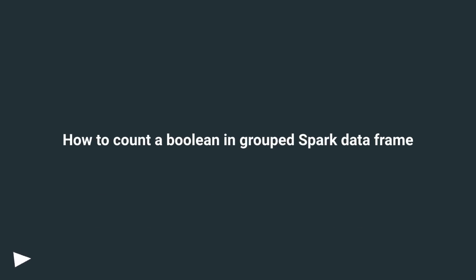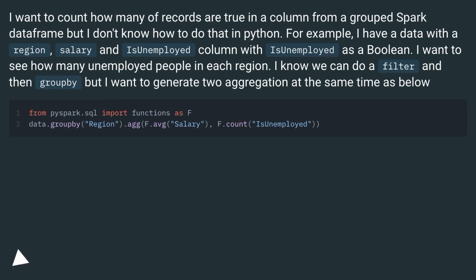How to count a boolean in a grouped Spark data frame. I want to count how many records are true in a column from a grouped Spark data frame, but I don't know how to do that in Python.